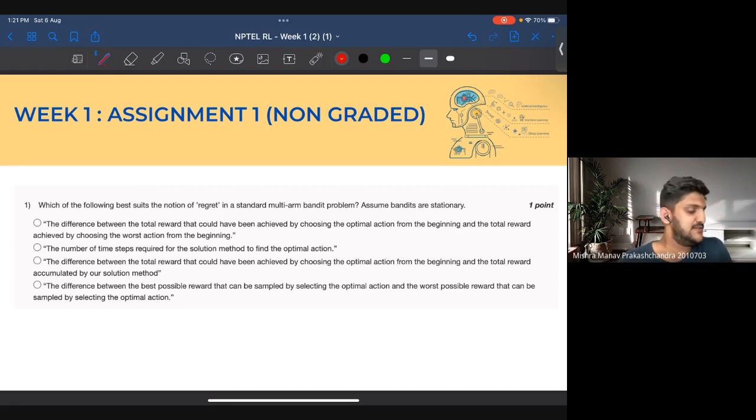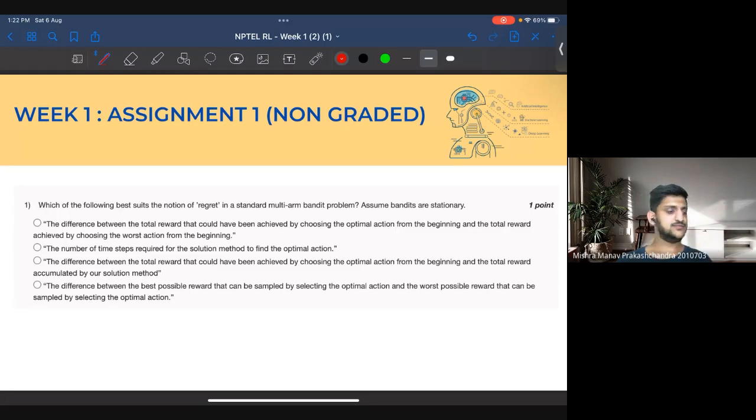The first question is: which of the following best suits the notion of regret in a standard multi-armed bandit problem? Assume bandits are stationary. We go back to the definition. I accumulate some reward over time because of exploration and exploitation. But if I had known the best possible action from the beginning and selected it, I would have obviously gotten a better reward. So regret is the difference between the reward I would have obtained had I known the best action a priori and the reward I obtained by repeated trial and error.